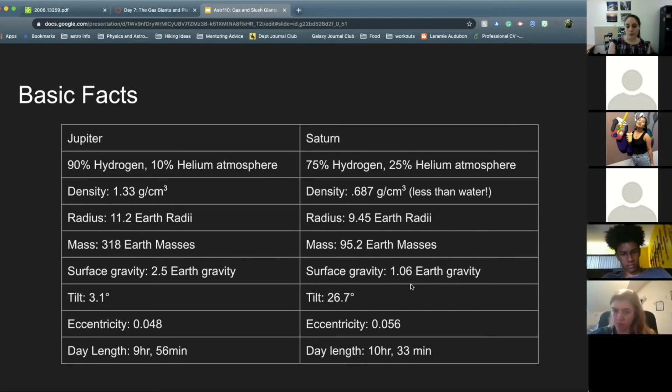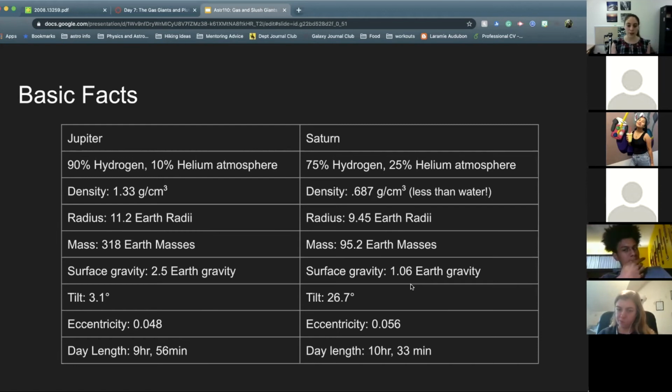Surface gravity is a little funky to talk about on these planets because they don't exactly have a surface that we are sure of. We think the core might be solid, but we don't completely understand what it would look like. So whether or not you could walk on these planets anywhere, it's hard to say. But Jupiter's surface gravity is slightly higher than Earth's, whereas Saturn's is pretty close to Earth's.